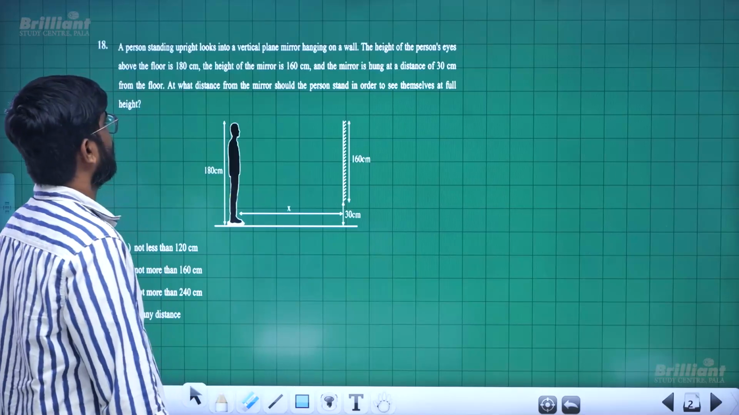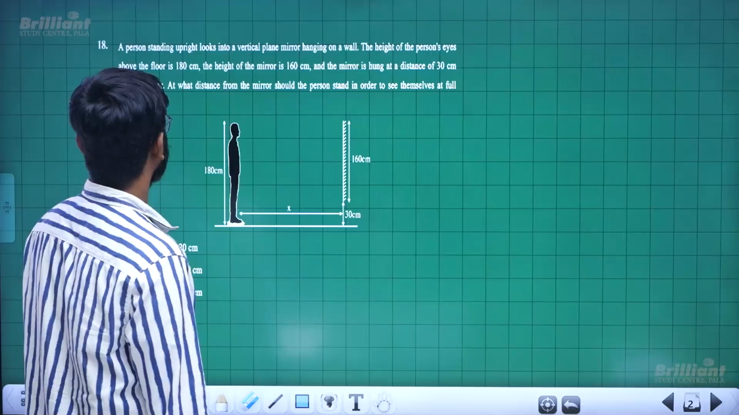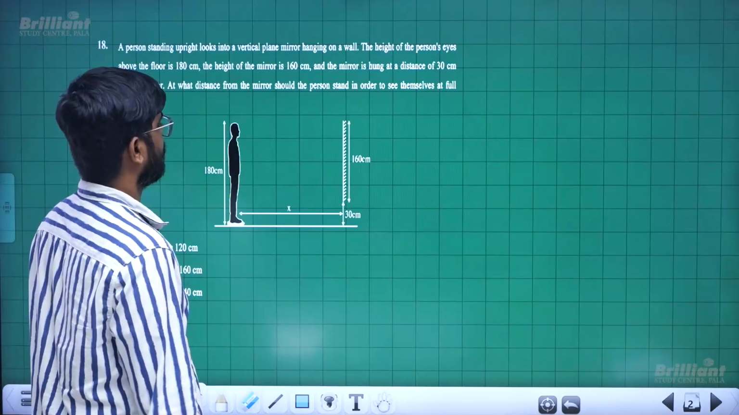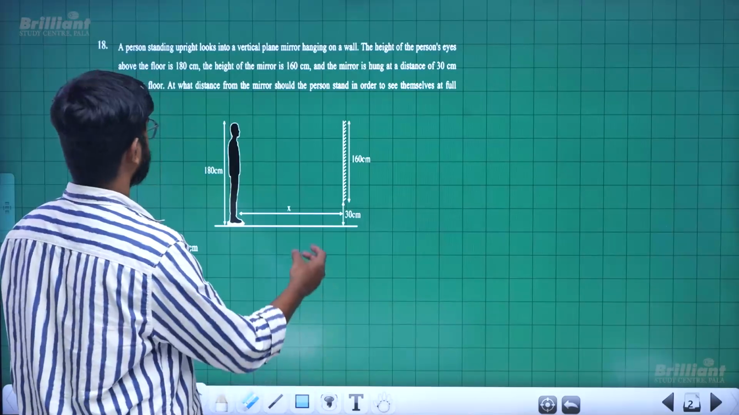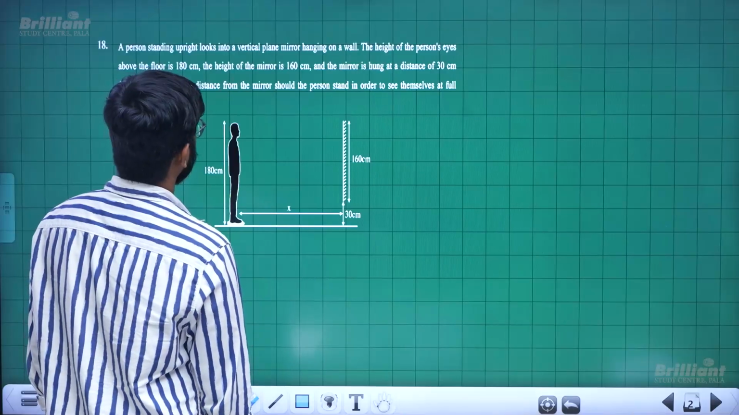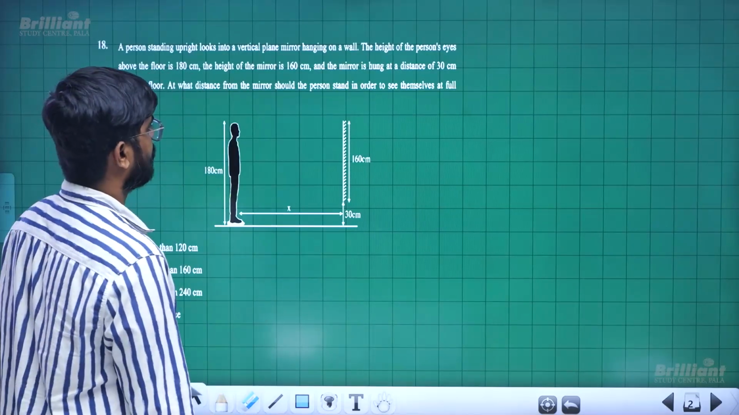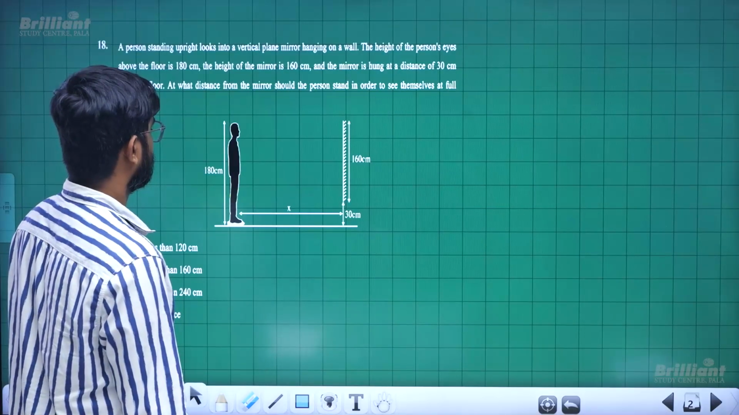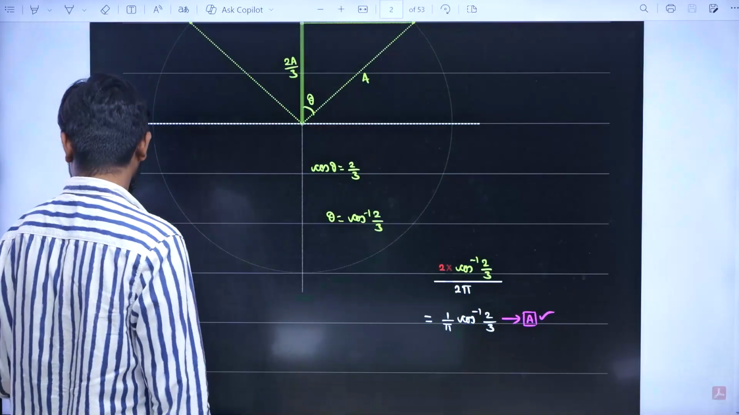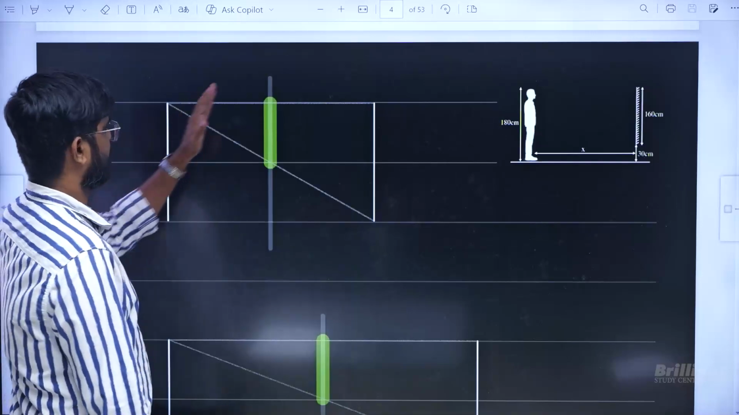A person standing upright looks into a vertical plane mirror hanging on the wall. The height of the person's eyes above the floor is 180 centimeter. The height of the mirror is 160 centimeter. The mirror is hung at a distance of 30 centimeter from the floor. At what distance from the mirror should the person stand in order to see themselves at full height? Now, assume this is the man, and there is a mirror here.